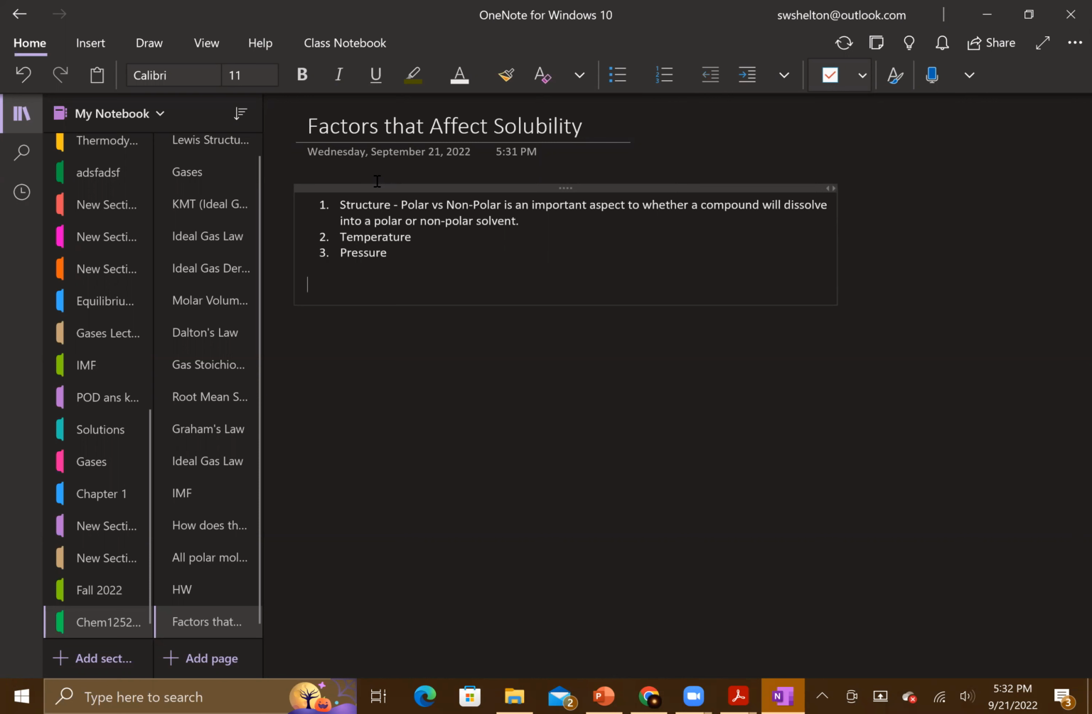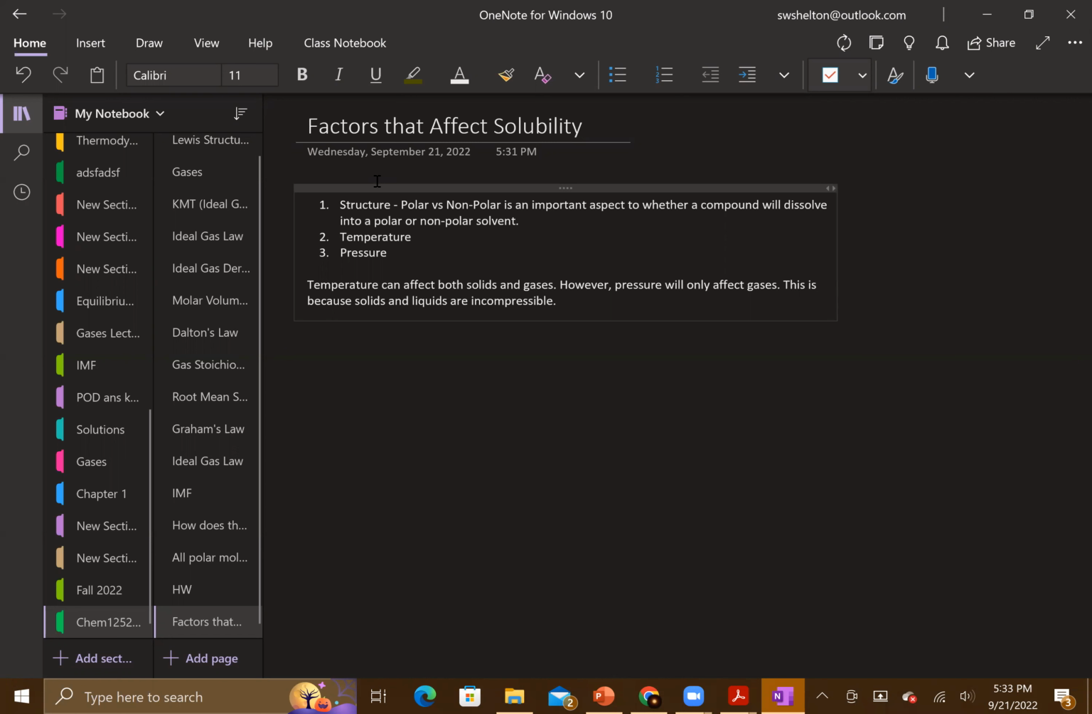Now, temperature can affect both solids and gases. However, pressure will only affect gases. All right, and this is because solids and liquids are incompressible. All right. And gases are compressible.